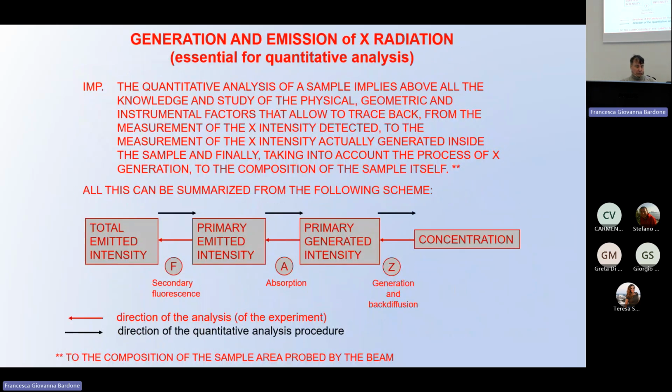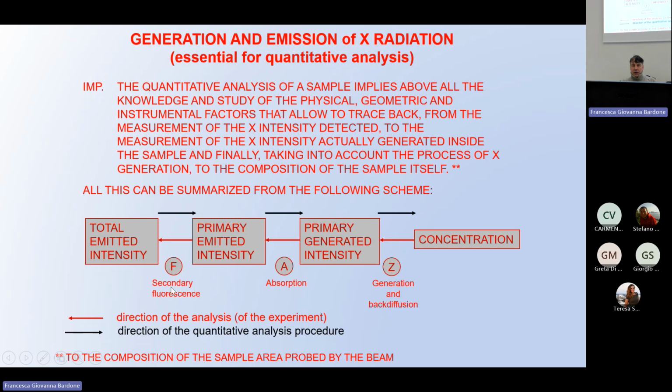There are programs where the red arrow is the direction of the analysis, the experiments. You have a sample and you measure the sample. The black one is the direction of the quantitative analysis of your material. So you have the total emitted intensity. You are observing your material, your probe is fixed at one point, and you are collecting the spectrum. Total intensity recorded.